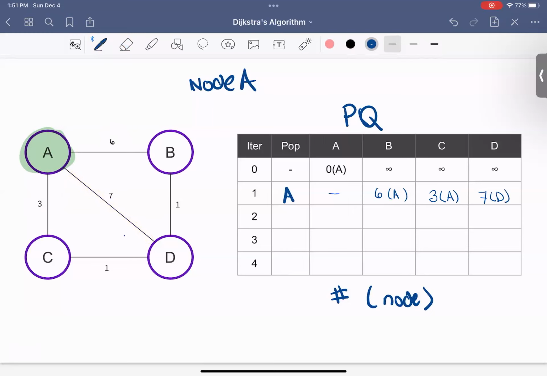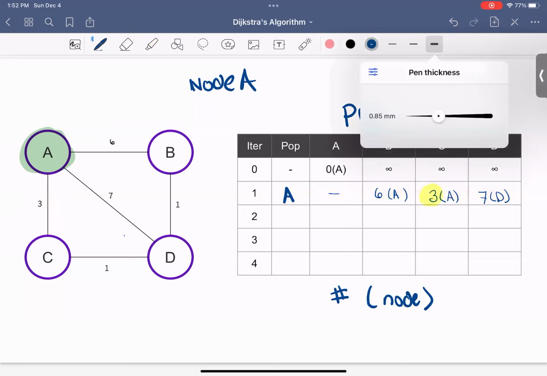Okay, what is the step that follows? Now that we have determined this entire line and filled in our entire chart, we're going to pop something. We're going to see what the shortest path is. The shortest path here is, as we notice, the minimum, this 3a. So we're just going to pop C.